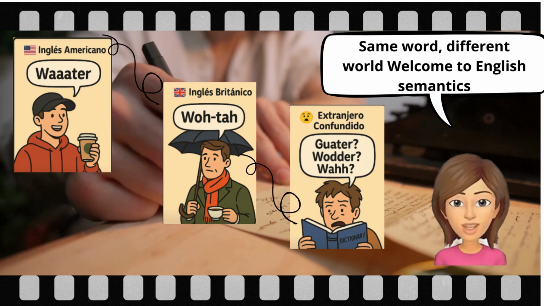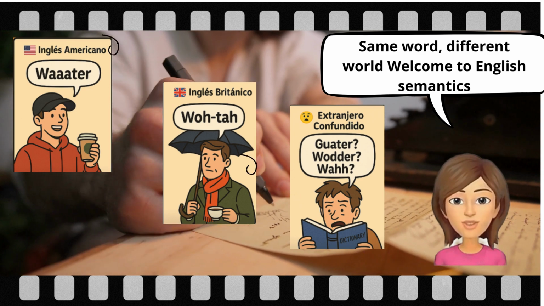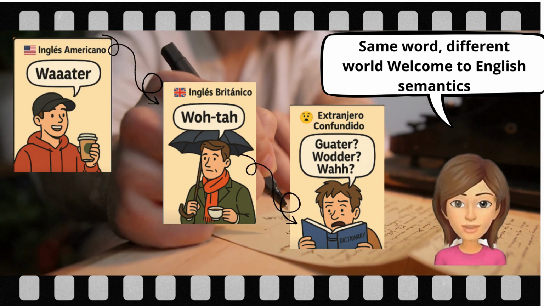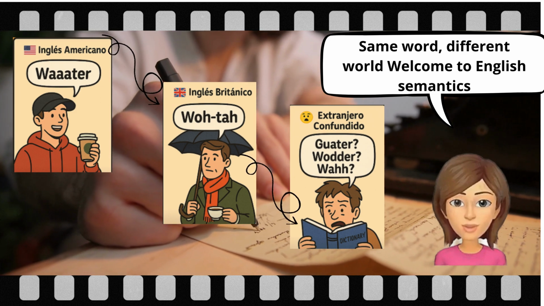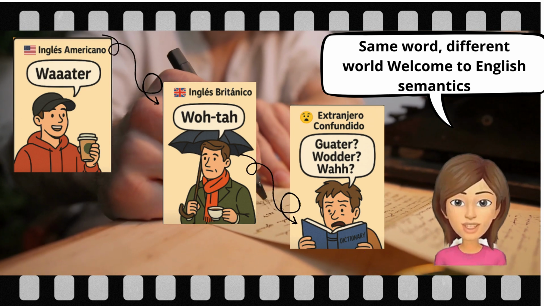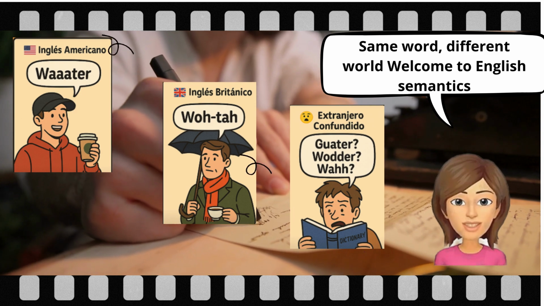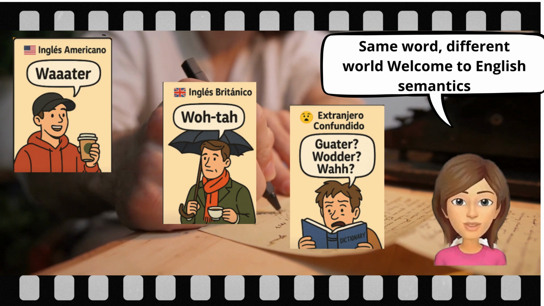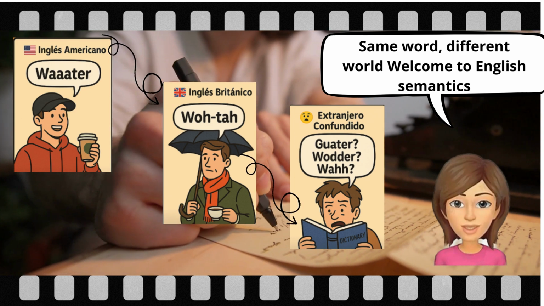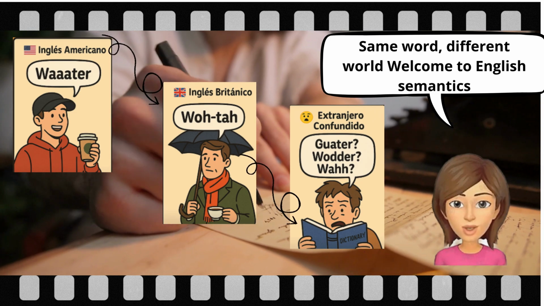Today, I present a creative demonstration about semantics and how words can have different meanings or sounds depending on the country or the context. Here we can see how the same word, water, changes depending on the accent. The American says waiter, the British say wota, and the Australian says something like wada. Even though they all speak English, they sound completely different. This is part of the semantic and phonological variation we see in real life.